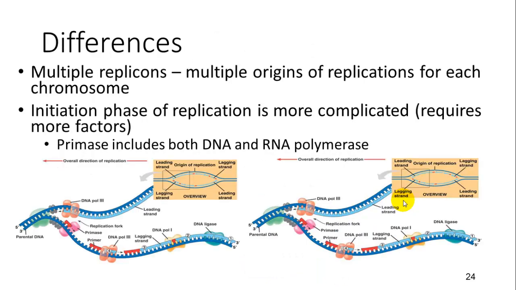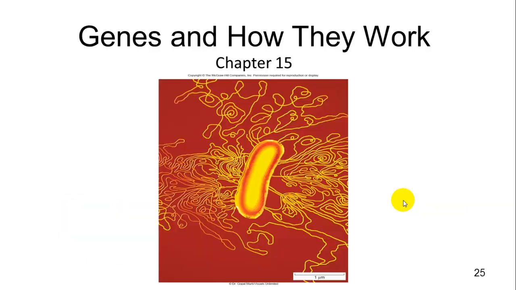So some of the differences include multiple replicons, or multiple areas where the replication has to begin. Whereas in prokaryotes you can just start at one place and go all the way around, in eukaryotes you start in multiple places and then they all kind of meet when they're done. The initiation phase of replication is also more complicated. It requires more factors to get started. And this primase includes both DNA and RNA polymerase.